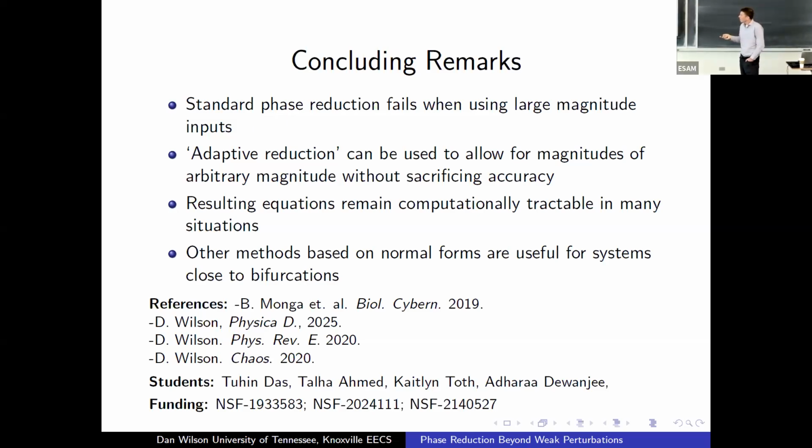And then, of course, other strategies, for instance, you can consider normal forms of bifurcations and do some analysis like we saw to think about this connection between synchronization and phase resetting.